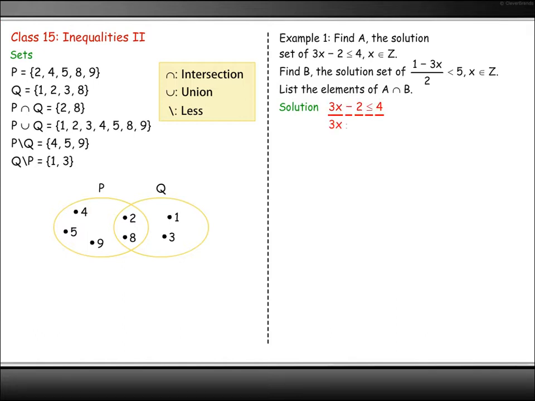X's to the left and numbers to the right. Divide both sides by 3, giving a solution of x is less than or equal to 2. X is an element of Z, which are the integers. Therefore, the set A contains all the whole numbers less than and including 2. The set goes on forever to the left.